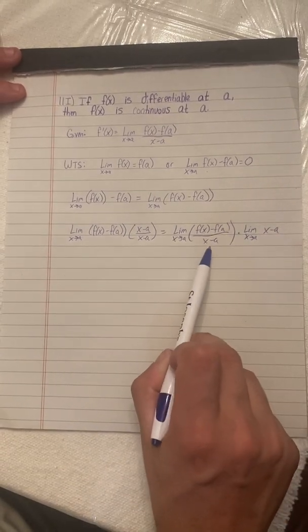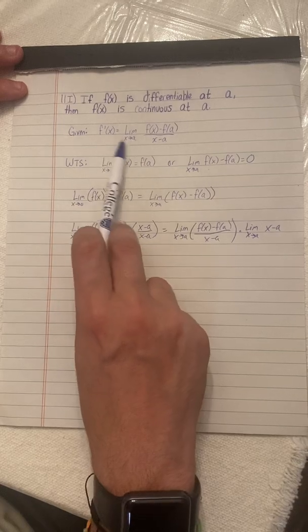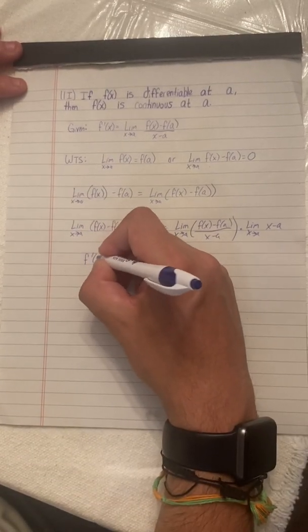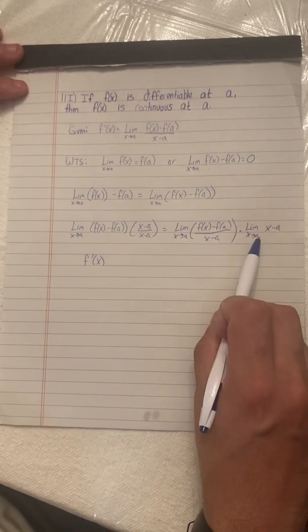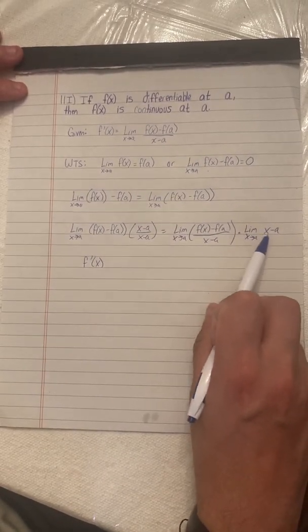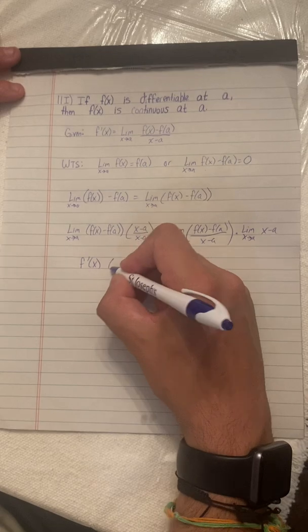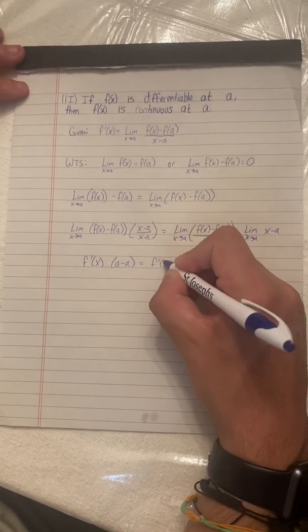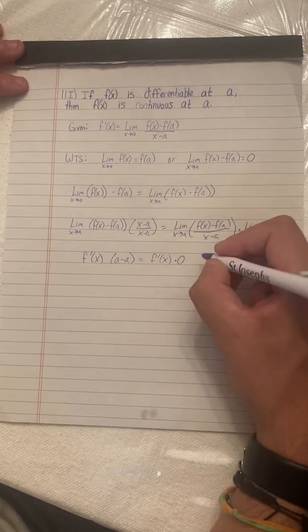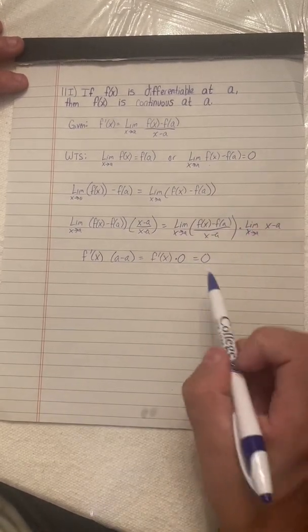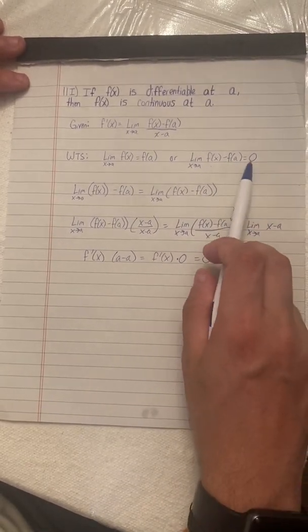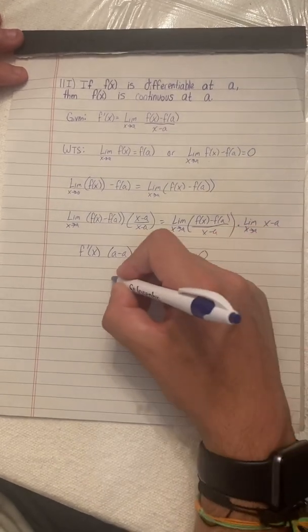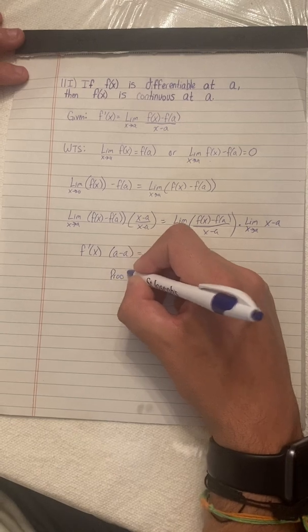So what we have here is the definition of a derivative, so we can substitute this for f prime of x. And for this, you just plug in a wherever you see x, so it's a minus a, which we know is 0, so it's f prime of x times 0, and anything times 0 is 0. So since this is 0, we know that this is true, and we can prove this to be continuous.